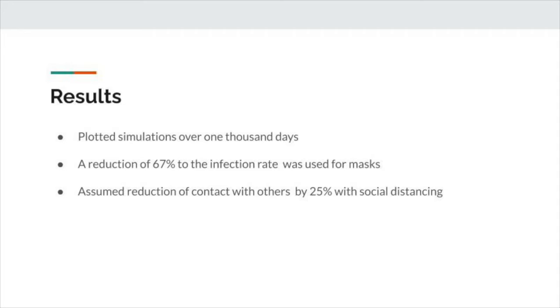The results of my model were plotted over 1,000 days of simulated time, and for mask wearing I used a reduction rate of 67% to the infection rate, and I assumed that contact would be reduced by at least 25% for modeling the social distancing.